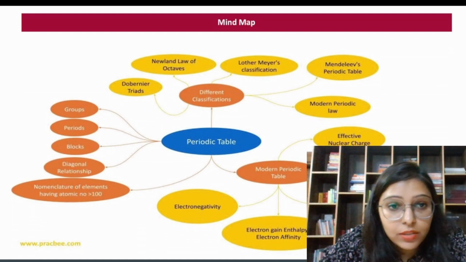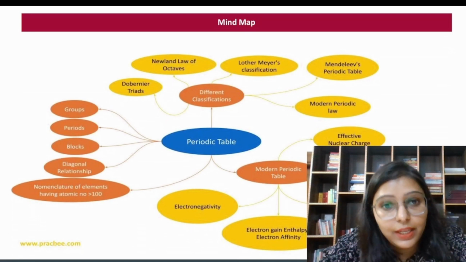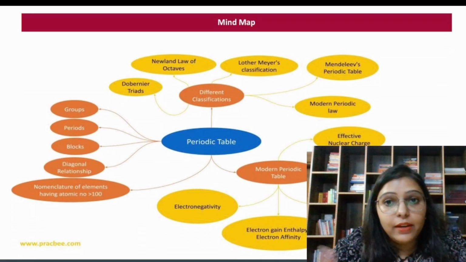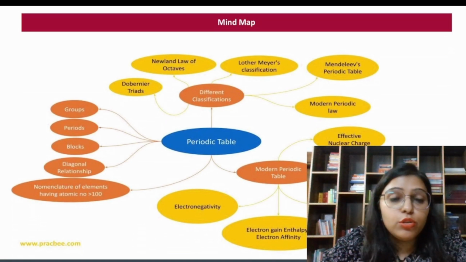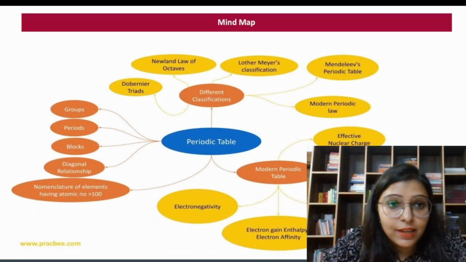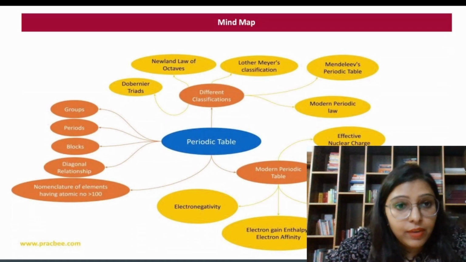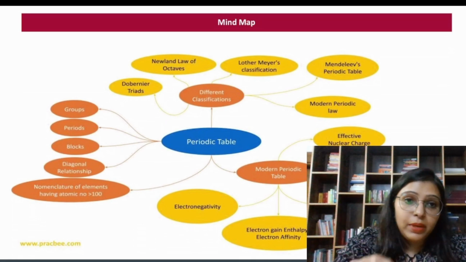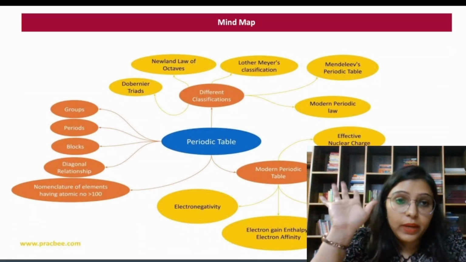Then we have 4 blocks. The 4 blocks are S, P, D and F block. If the last electron enters into the S subshell, then it belongs to the S block, and S block elements are group 1 and group 2. If we have the P block elements, it means the last electron enters into the P subshell, and the P block is from group 13 to group 18.